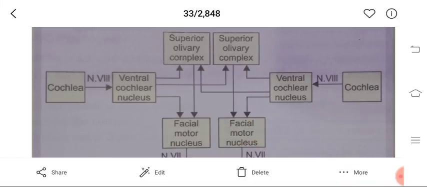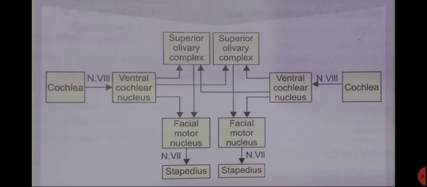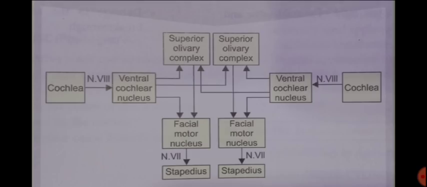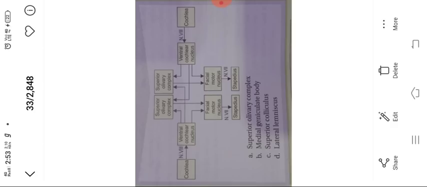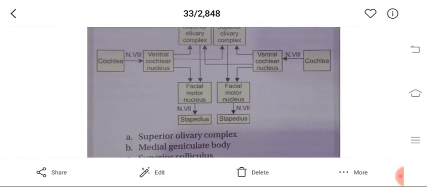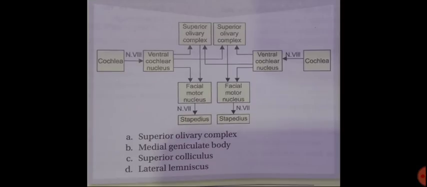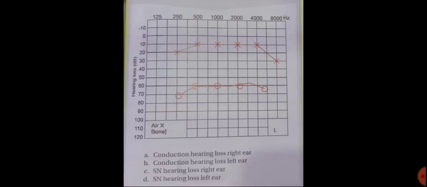So summarizing it up, the afferent is by the eighth nerve, the center is superior olivary complex, and the efferent is your seventh cranial nerve, because this seventh cranial motor nerve is causing the stapedius muscle to contract. So if you see, the center of this stapedial reflex is the superior olivary complex. So they have already asked, they might repeat, so just remember the pathway and the answer to it.